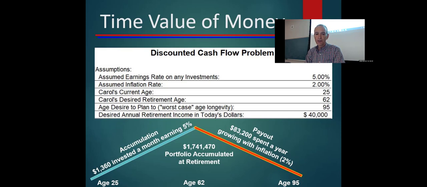Anybody recognize this formula? Can someone explain what I'm doing here? $40,000 times 1 plus 0.02 raised to the 37. What is that? The future value. Future value of what? It's the income she needs every year in future dollars. So how much will that be? She needs $83,200. If she has $83,200 a year in annual income starting at age 62, it will buy just as much stuff as $40,000 will buy today.